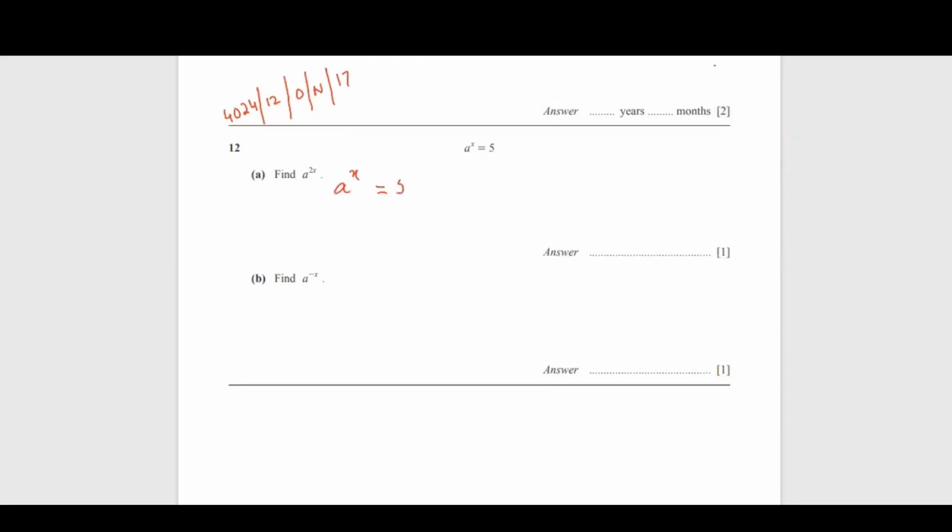copy this question and then take a square on both sides. When you take a square on both sides, it will be a raised to power 2x equals 5 raised to power square. Now the value of a raised to power 2x will be 25. But don't forget to write the answer in the answer space.